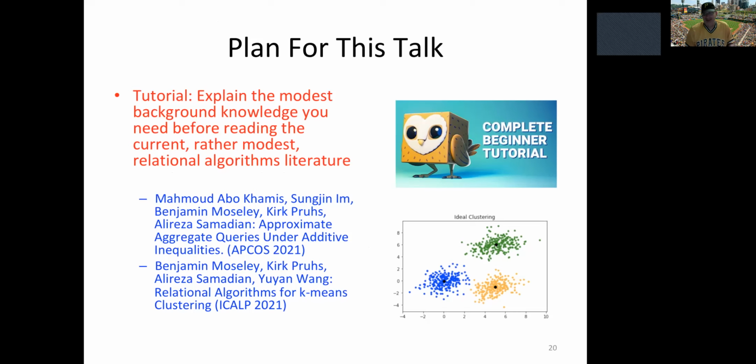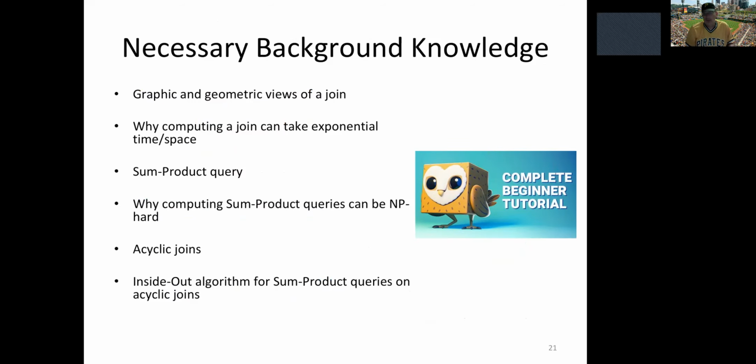Rather than dive into our results, I just want to try to explain what background knowledge you would need before you start to dive into the literature on relational algorithms, which is pretty modest at this point, at least within the algorithmics literature. I think you can get up to speed by just reading our paper and maybe one previous paper. All right, so what are the things that you need to know before you can start working on relational algorithms?